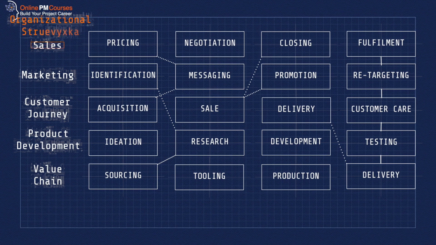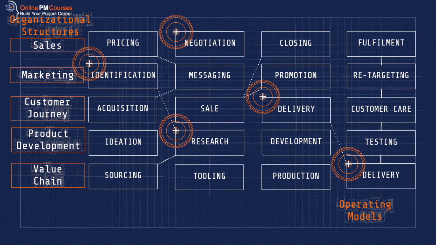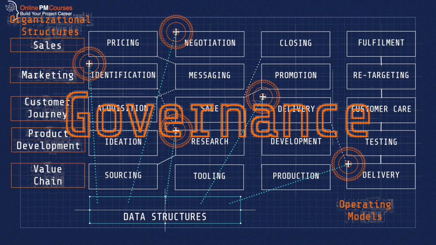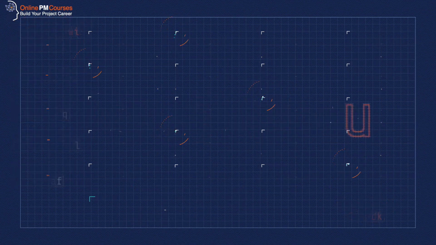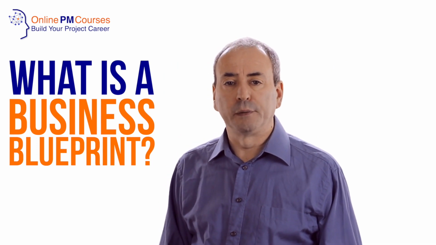The organizational structures inside your business that allow all of this to work. The operating models that make things happen day to day. The data structures that need to underpin your operating models, your organizational structures, and everything you're doing. And the governance process that makes sure all this happens in an accountable manner. So, there's a lot that goes into your business blueprint.